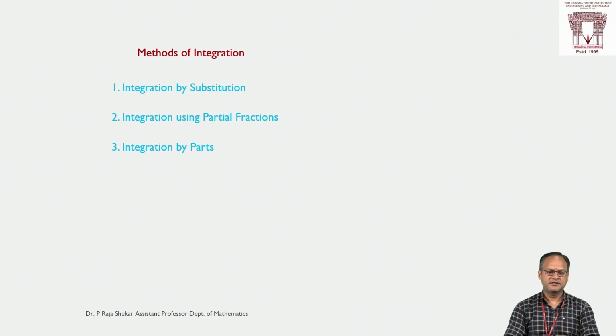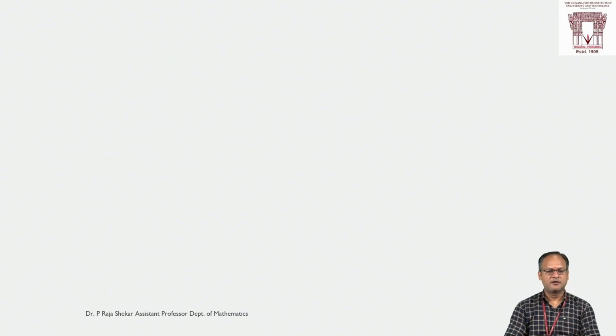The second one is integration using partial fractions. This is another alternative where we can split the given function into two or more terms. Then we can separately integrate the terms. Third, also very popular, is integration by parts, also called the UV rule. This is also one of the popular methods which we are going to use more frequently in integrating functions. So let us discuss all these one by one.